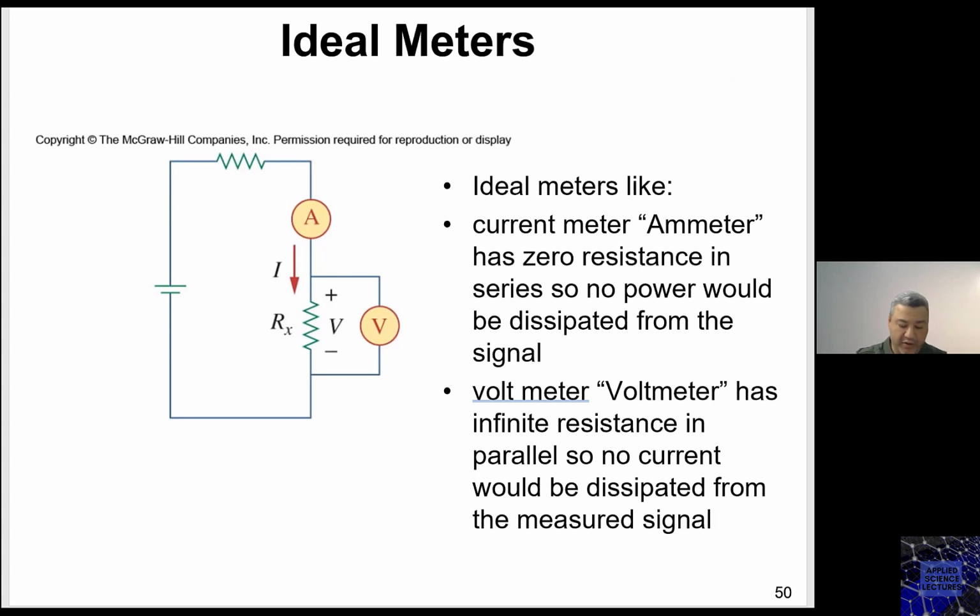Okay, so the last slide I want to talk about is the ideal meters. We're not going to go through the same material that is in the textbook. We're only going to look at ideal meters. In this case, we have two meters that we're interested to use in our circuits. One of them is the ammeter that basically measures the current, and the voltmeter that measures the voltage.